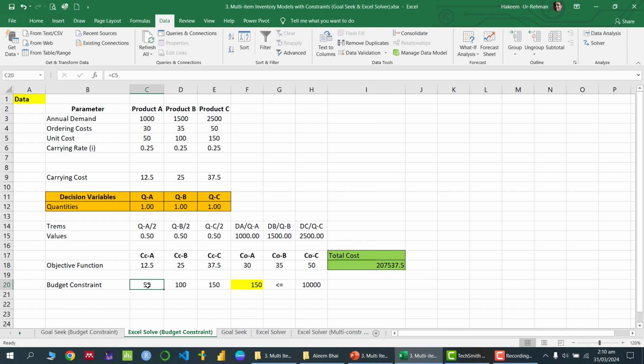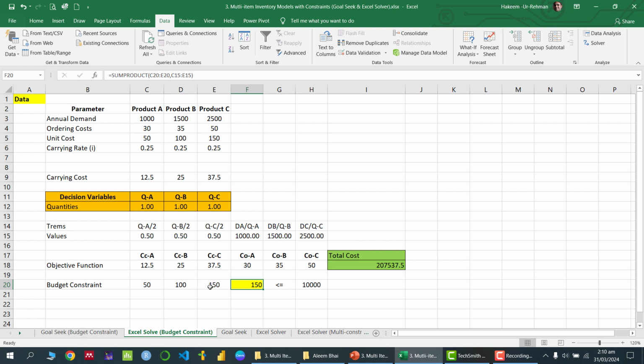And for the budget constraint, first of all we are going to write down simply the unit cost against products A, B, and C. So this is 50, this is 100, this is equal to 150. In order to find out the average amount we are spending on this one, this is going to be equal to SUMPRODUCT.